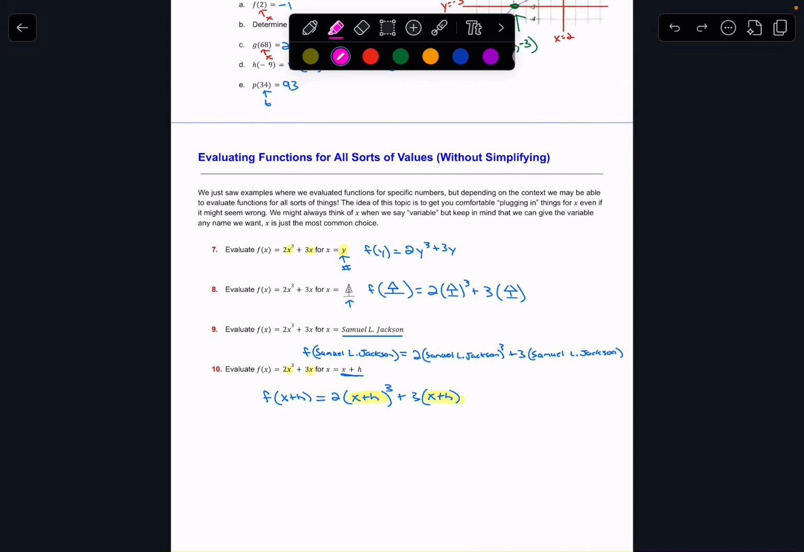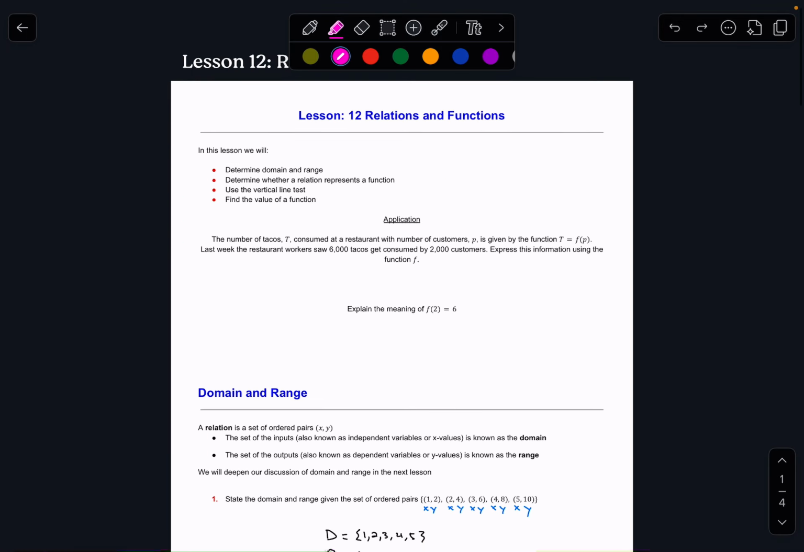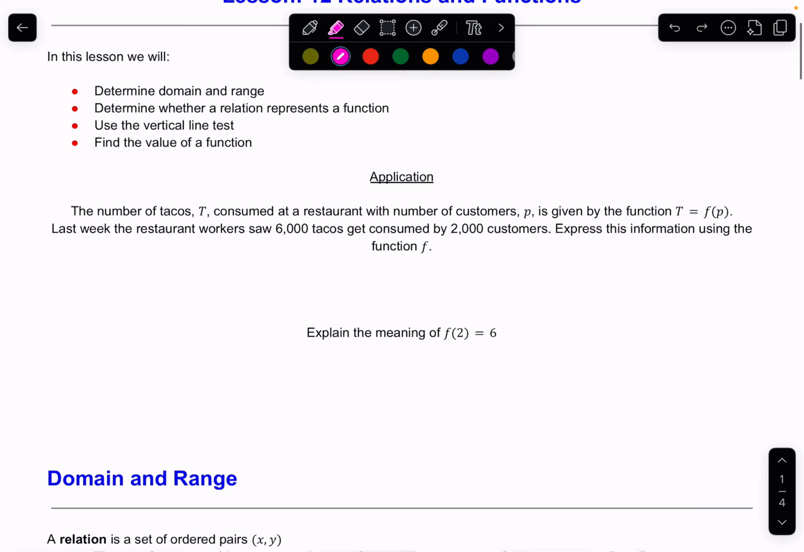All right, we got one more title slide question, and then we're done with this thing. So back here at the top, it says the number of tacos consumed at a restaurant with a number of customers P is given by the function T equals f of P. Last week, the restaurant workers saw 6,000 tacos get consumed by 2,000 customers. Express this information using the function f. So all we're going to do is replace T with the number of tacos and replace P with the number of customers. Because we're told in the first line that tacos is big T and customers is little p.